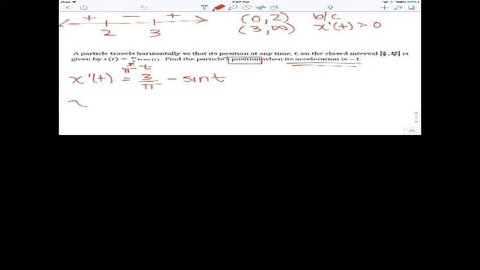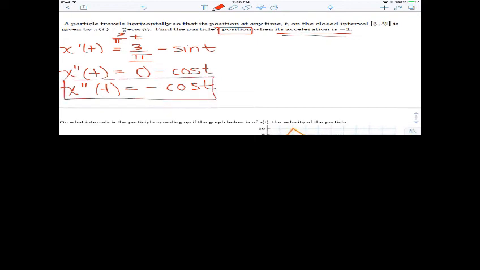Now my acceleration function, I would take the second derivative of that. And this would just be 0, because that's a constant, minus cosine of t. So my velocity function we had up there, and now my acceleration function is just negative cosine of t. So I'm looking for where this equals -1, and that will give me the time that I want to plug in. So I'm really looking for where does cosine of t equal +1, right? We're looking for that place.